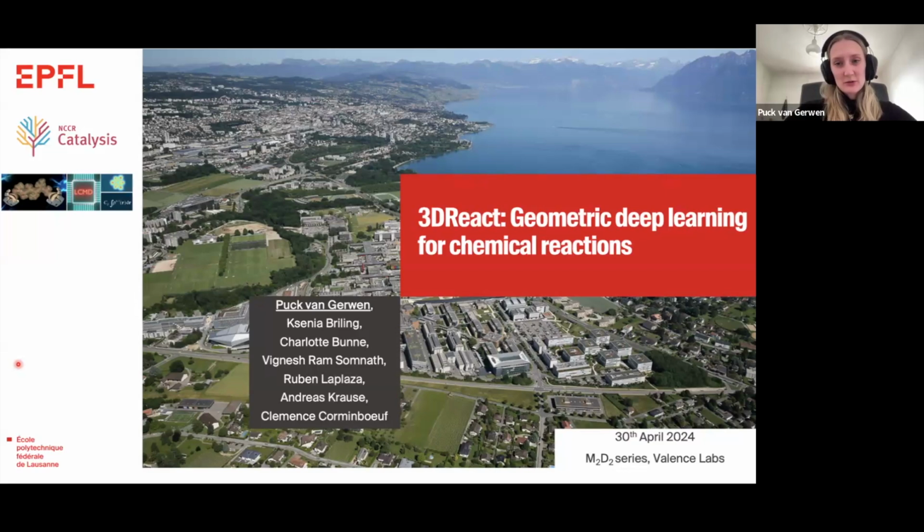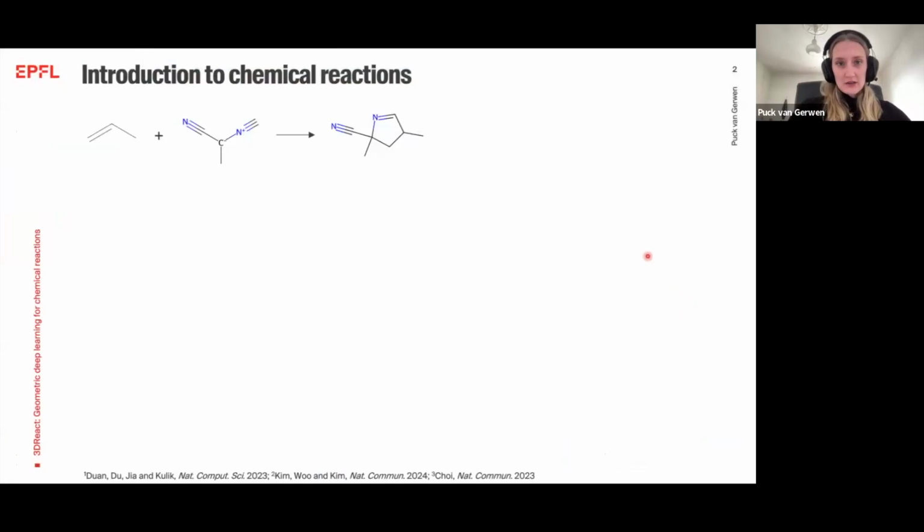So I'm happy to be sharing some recent work. I'll be talking indeed about geometric deep learning for chemical reactions. And just to introduce chemical reactions for those who are not familiar, they're typically represented with these kinds of two-dimensional drawings where each molecule is represented in a plane.